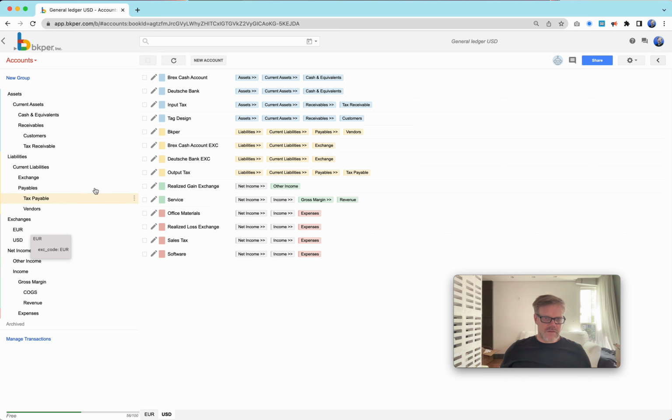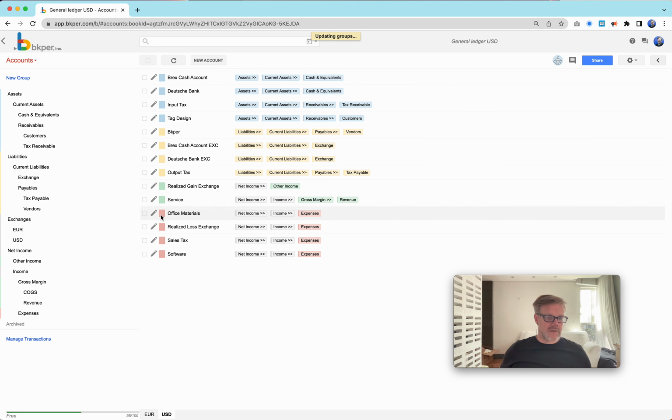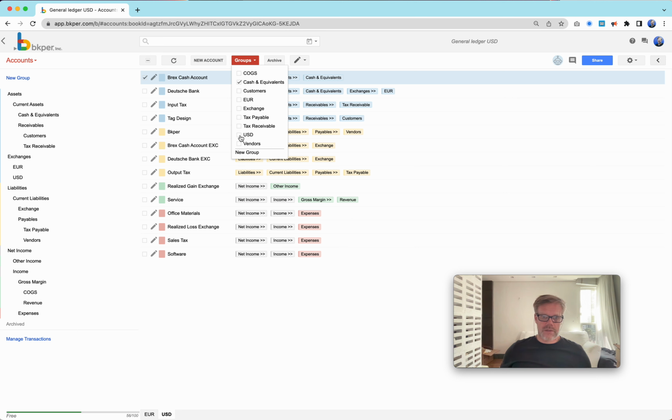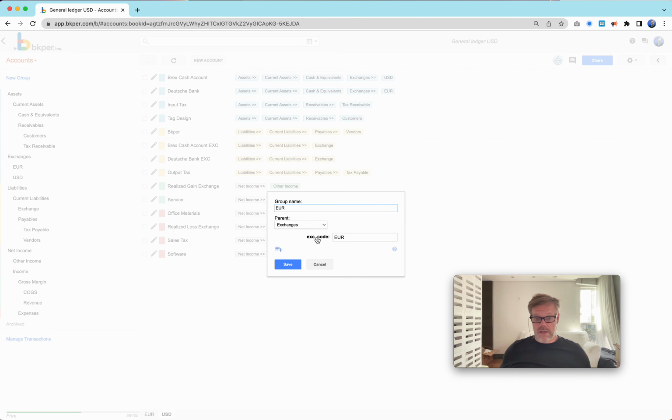Now what I do is I select the German bank account and I put it in the euro group. And I do the same for the US dollar account. So I like to do it like this because if you work with a lot of currencies and you work with several bank accounts in one currency, it's easier to make sure that they all have the exchange code as per account. Okay, now I'll go to the, okay, here I already set it.